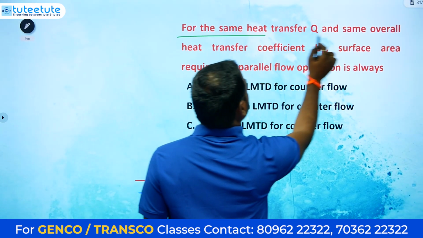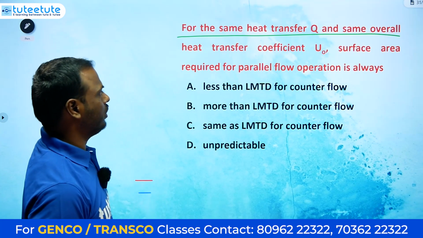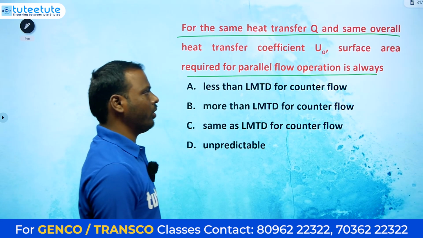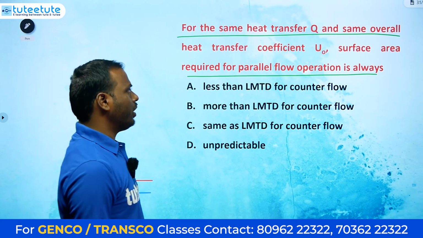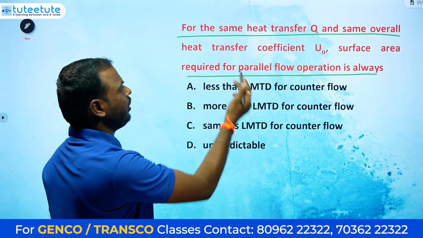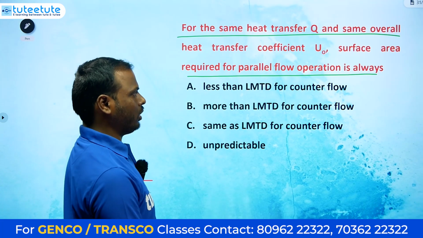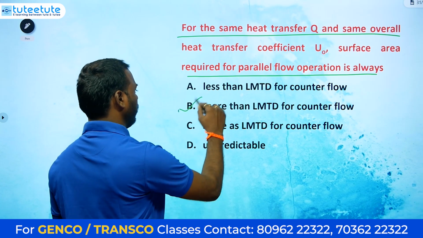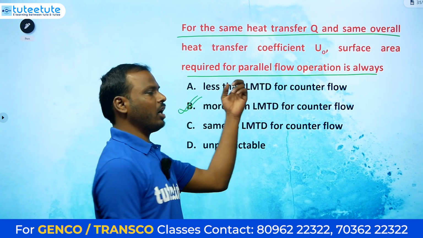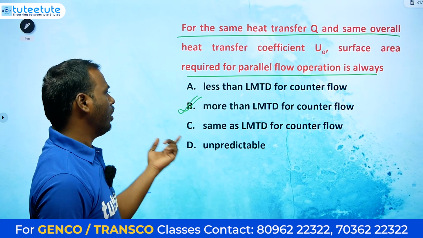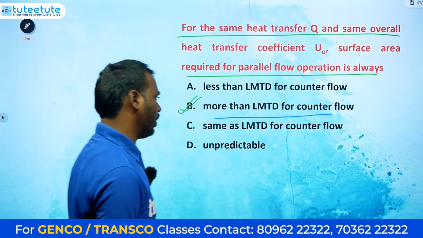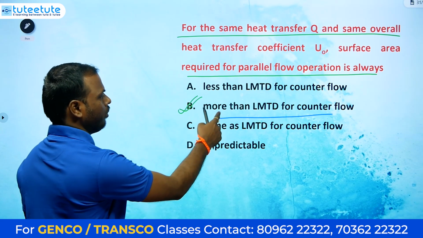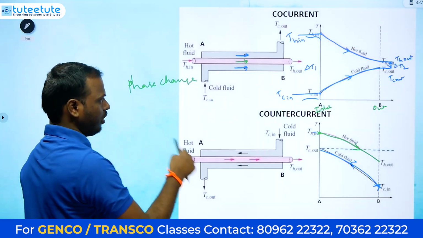For the same heat transfer Q and the same overall heat transfer coefficient U naught, the surface area required for parallel flow operation is always... Here he is asking, for the same heat transfer Q and the same U naught, the surface area required for parallel flow is always more than. The answer is more than. The area required for the parallel flow is always more compared to the counter flow.